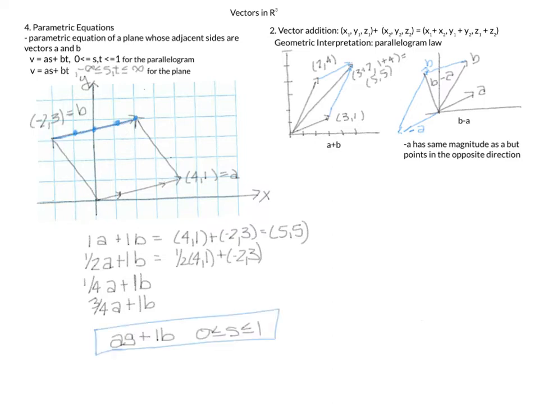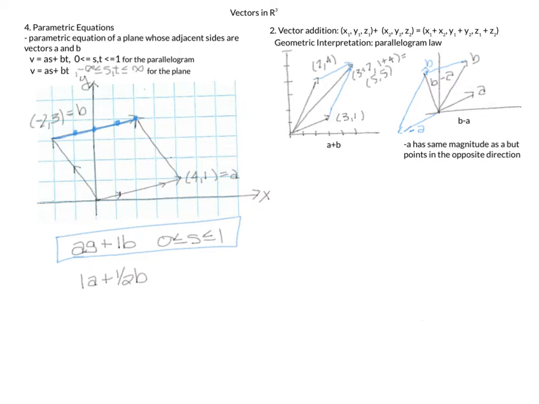We can continue in this way, and what we will see is that if we multiply our vector A by a scalar s and then add it to 1 times B, and we let s vary between 0 and 1, the line we are going to get is this blue line here.